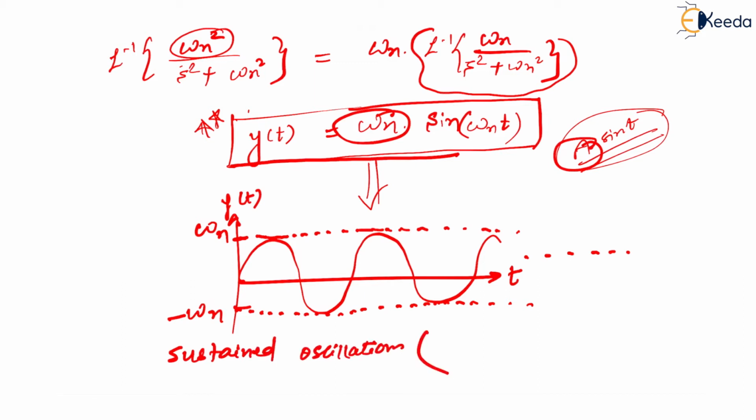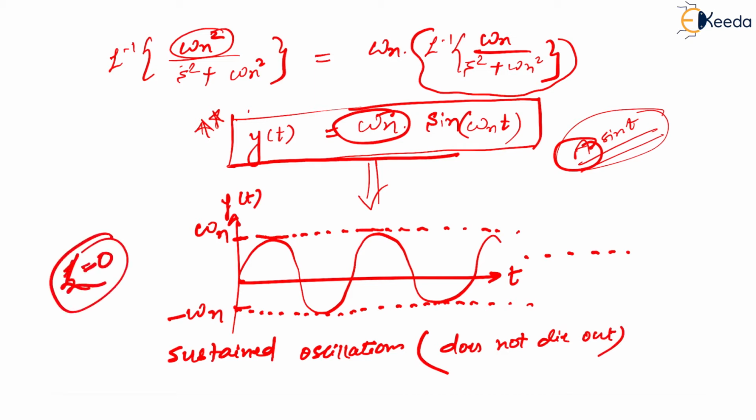Sustained oscillation, which means what? It does not die out when t tends to infinity. Correct? The moral of the story is what? The unit impulse response of a standard second order system in undamped condition, because we have seen that this is for zeta equal to 0, correct? This is when zeta is equal to 0.